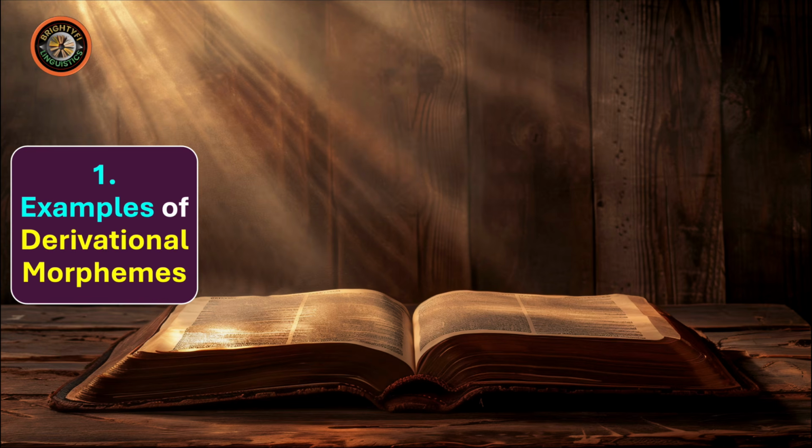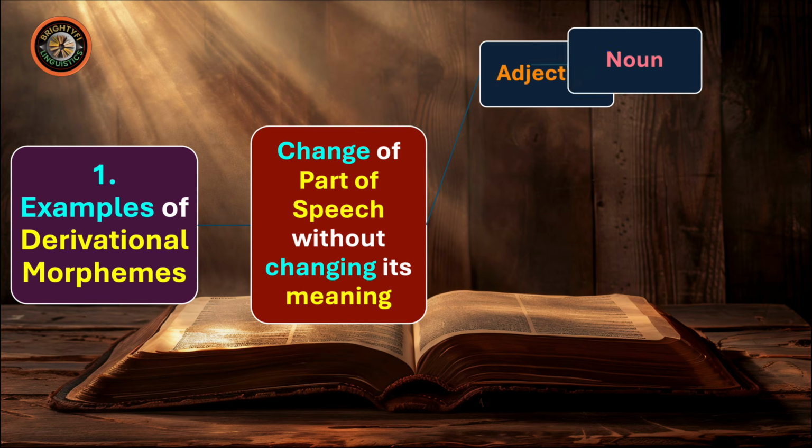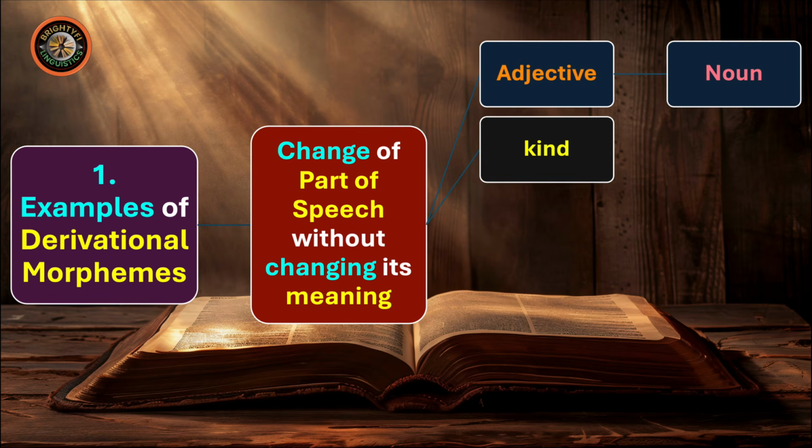Number one. What is number one? The idea is change of part of speech without changing its meaning. For example, we have adjective and then we have noun. We have the word kind as adjective, but when we change this word from adjective to noun, we add ness. It becomes kindness. So what we notice is that the part of speech changes from adjective to noun, but the meaning still remains the same. The essence of meaning remains the same. The meaning does not change at all. Just the form of the word changes. The grammatical function of the word changes from adjective to noun.